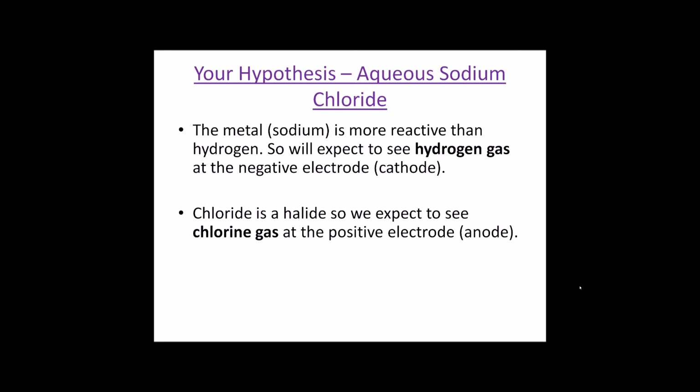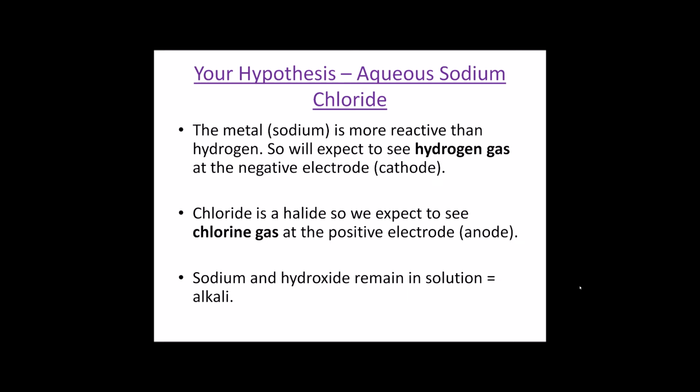Chloride is a halide, so we expect to see chlorine gas at the positive electrode. Okay, and again you can explain why: the OH will be left behind, and the chloride ion will give away its electrons and become chlorine gas. And then sodium and hydroxide remain in solution and make an alkali.